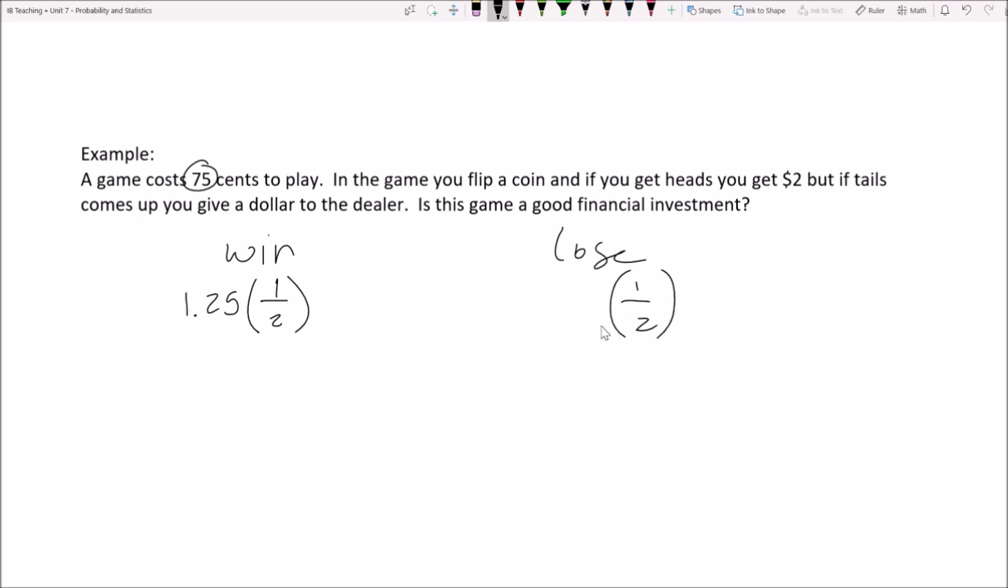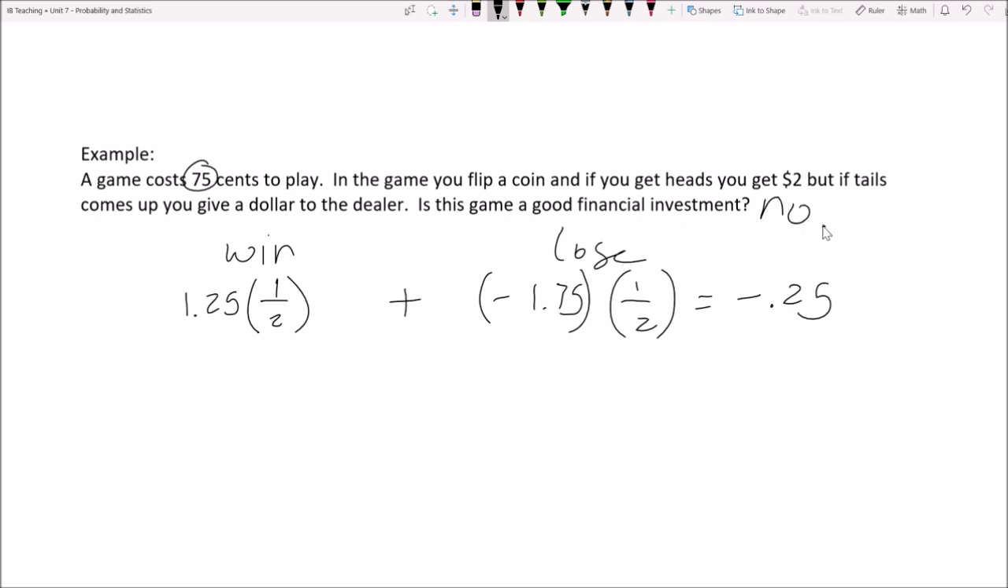What do you lose if you lose? If you lose, you give $1 to the dealer, but you don't get back that 75 cents either. So it's actually negative $1.75, because you lose that 75 cents you paid to play, and you also lose that dollar. So now we can type this in the calculator and we can see what we get. And it turns out this game has a statistical expectation of negative 25 cents. So is this game a good financial investment?